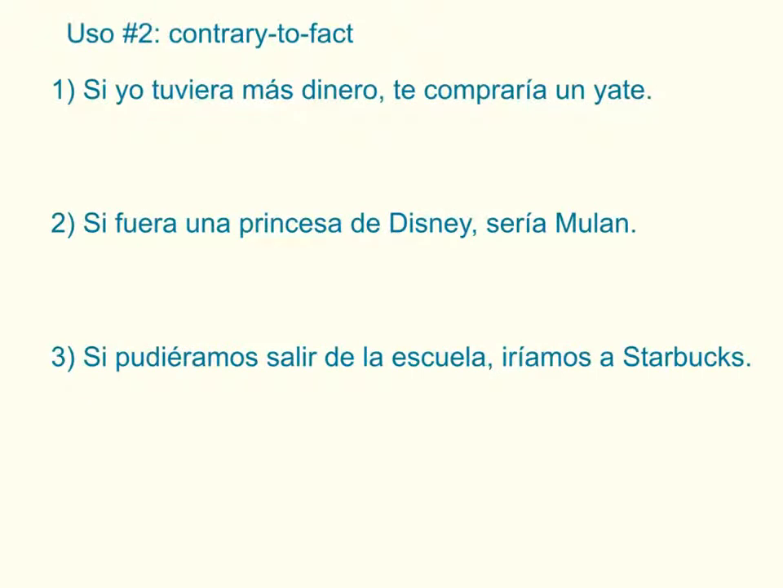Okay. Uso número dos, now that you've mastered uso número uno, sandwich subjuntivo, another way that you can use the imperfect subjunctive is in sentences that are contrary to fact. In the previous sentences, we used the imperfect subjunctive with a past tense like preterite or imperfect, although it could be other past tenses as well. In the contrary to fact sentences, usually the imperfect subjunctive is paired up with the conditional. So we'll see how that works in these sentences.